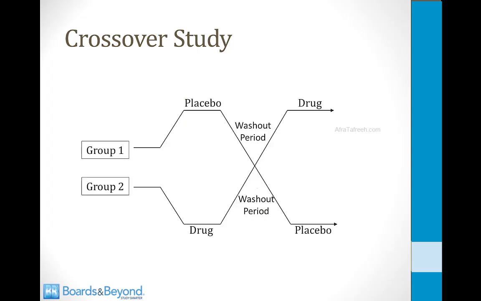So this is a picture of the design of a crossover study. Group 1 would get the placebo up here, then go through a washout period, and then get the drug, and Group 2 would get the opposite. You can compare the groups of placebo to the drug just like usual here, but you can also compare the patients to themselves. And this is what helps to eliminate confounding and bias in crossover studies.